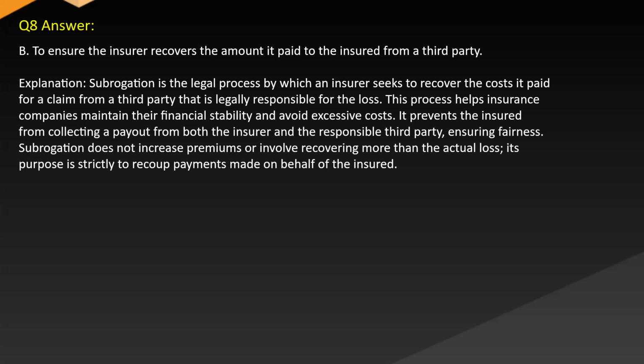Explanation: subrogation is the legal process by which an insurer seeks to recover the costs it paid for a claim from a third party that is legally responsible for the loss. This process helps insurance companies maintain their financial stability and avoid excessive costs. It prevents the insured from collecting a payout from both the insurer and the responsible party, ensuring fairness.